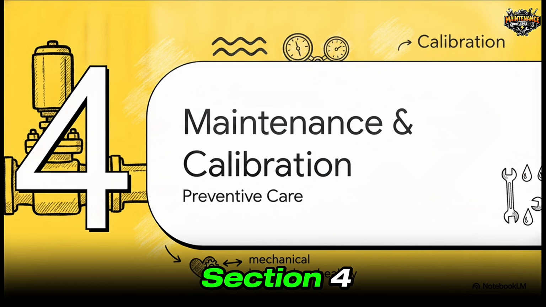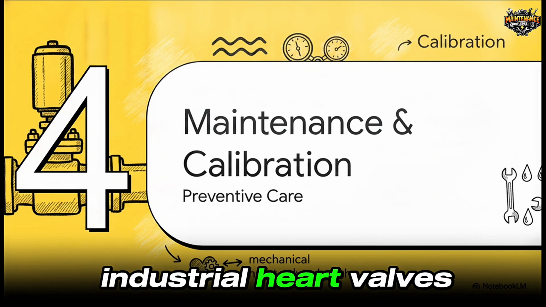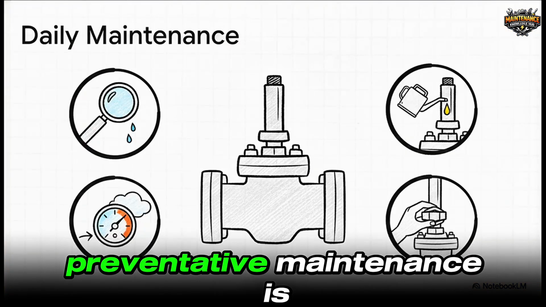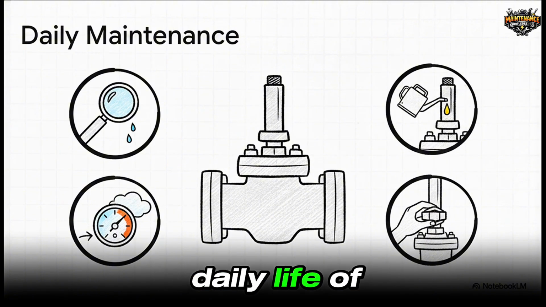Let's transition to Section 4, maintenance and calibration procedures. This is all about the practical side of keeping these critical industrial heart valves alive and kicking. Preventative maintenance is literally the bread and butter of plant reliability. Step into the daily life of a maintenance tech.